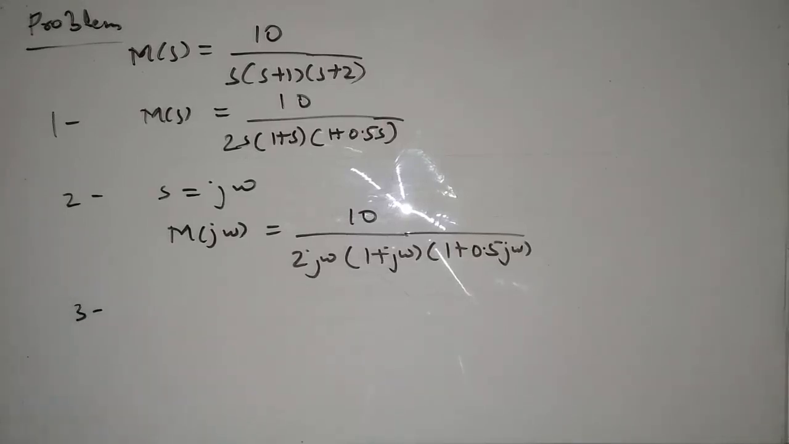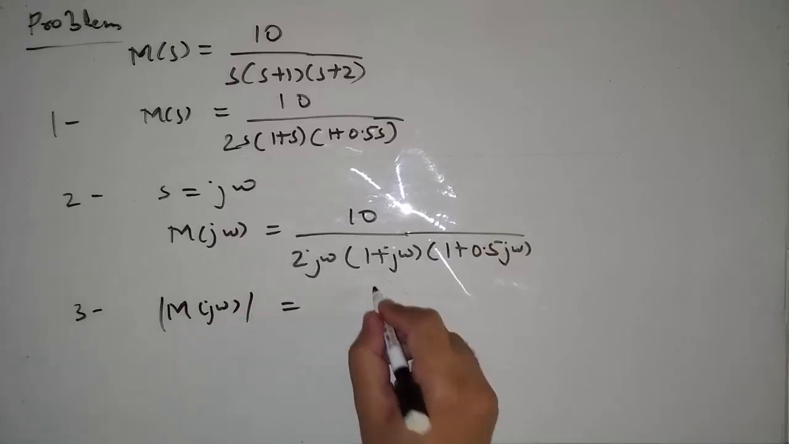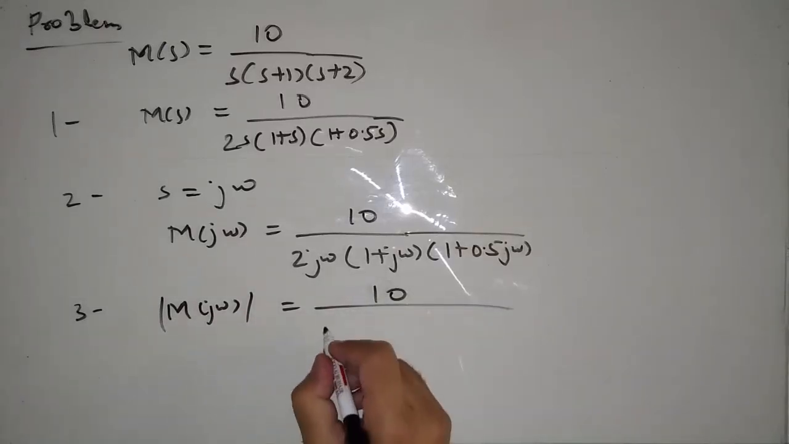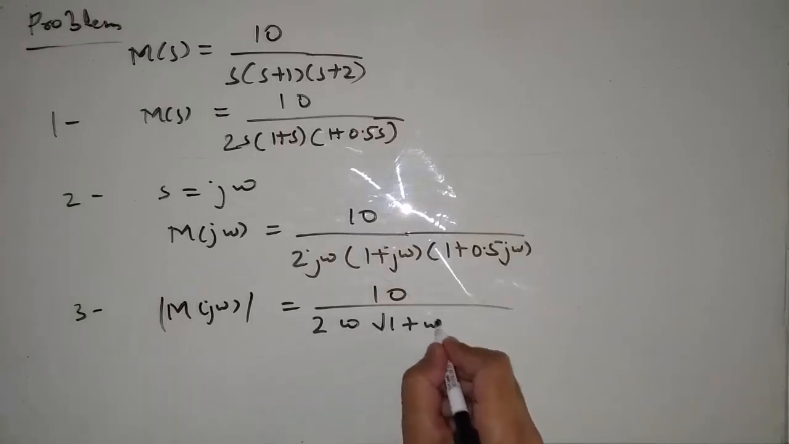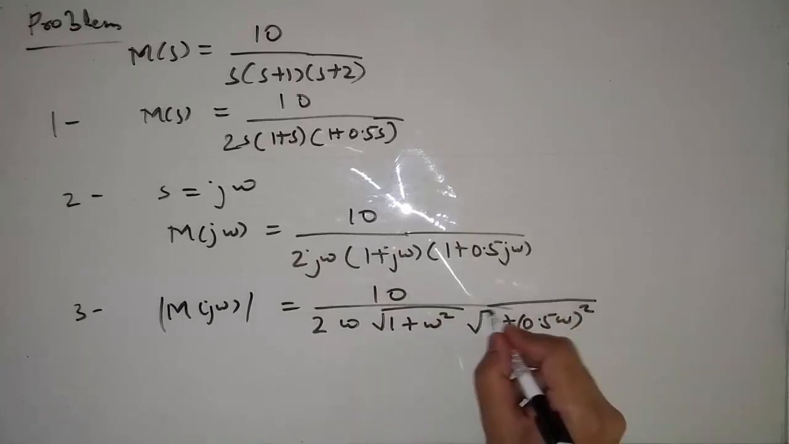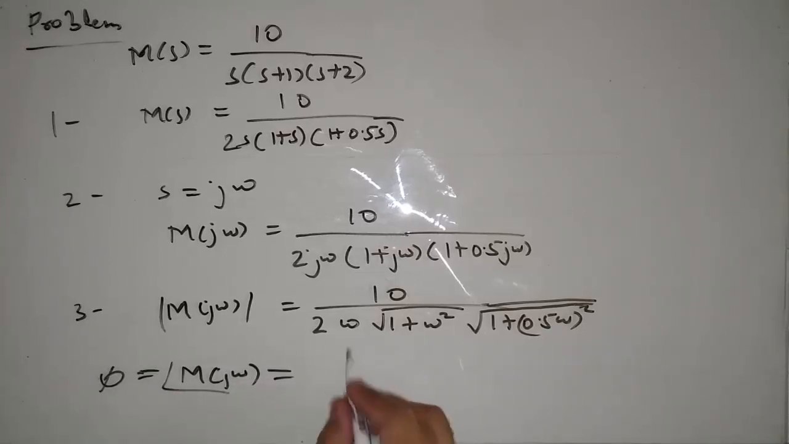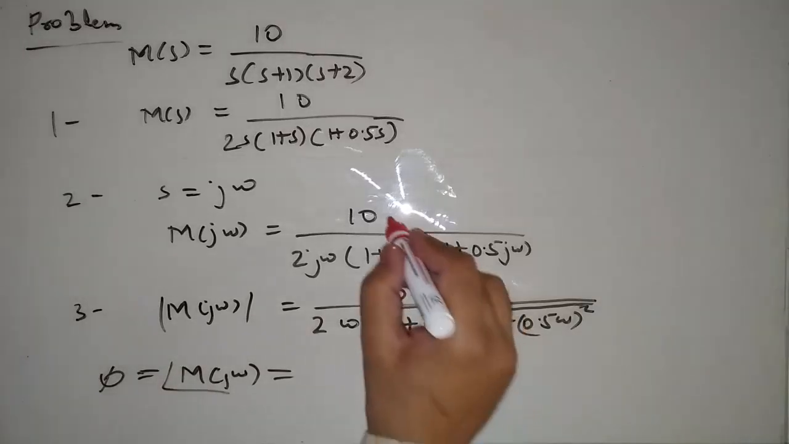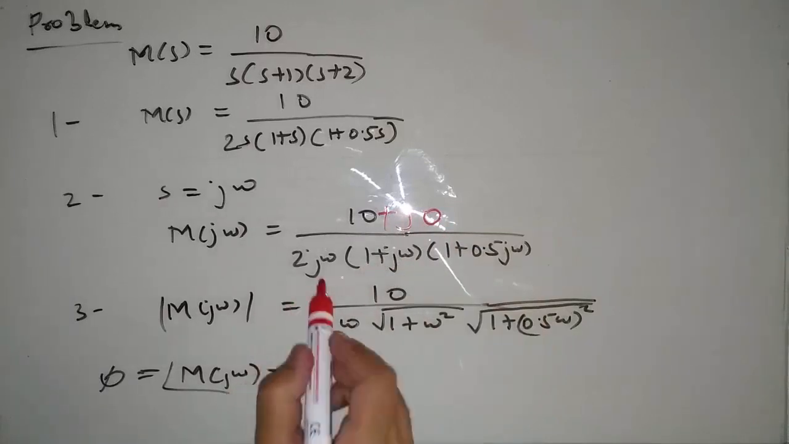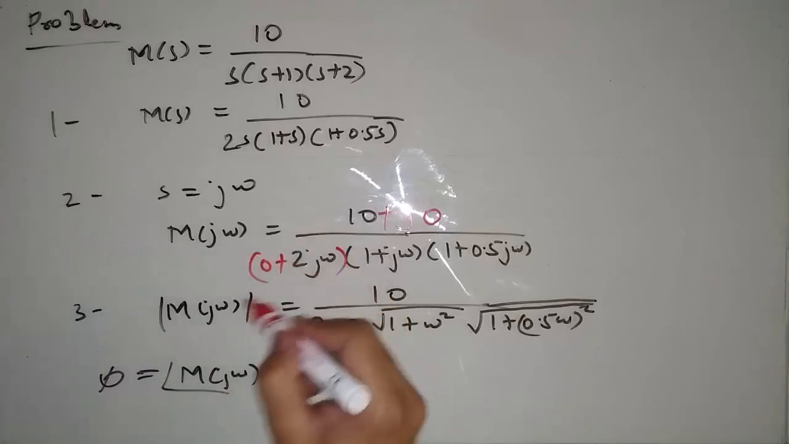The third step then says to separate out the magnitude function. So magnitude of M(j omega) can be obtained the way we learn in Bode plots. This can be written as 10 over 2 omega under root 1 plus omega square into 1 plus 0.5 omega square. And the phase of M(j omega), or phi, can be obtained the same way that we learn in Bode plot. The numerator can be assumed to be 10 plus j0, and the denominator can be assumed to be 0 plus 2 j omega.